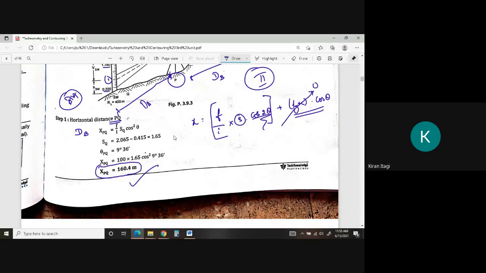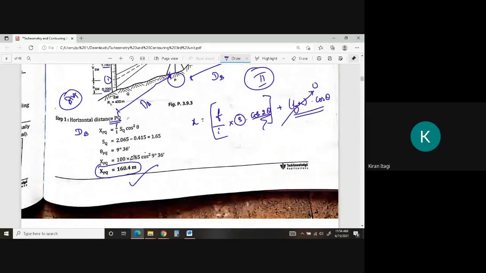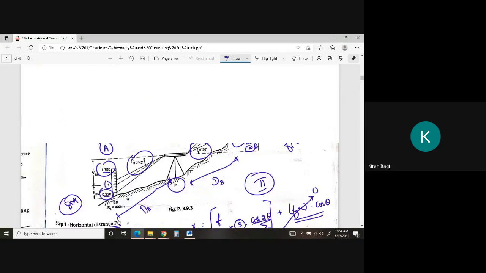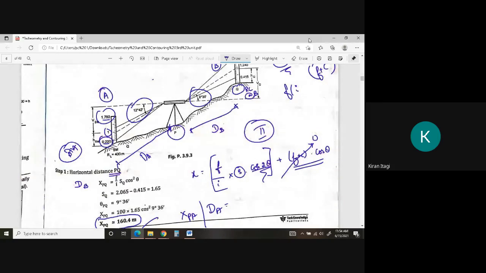Now, if you want to determine the distance between these two, what you do, just substitute the same values. Here just change the angle and s values. You will get the distance PA or DA, whatever you want, you can call it. Then what is asked is RL. So you want to determine the RL.